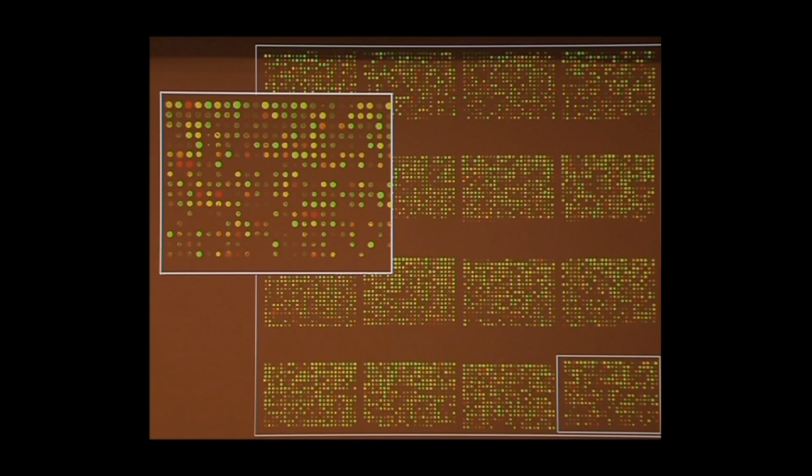And this is, again, what this looks like on a whole array. And again, you can see the colors, the red versus the green. And either yellow or black is basically the same amount. That's kind of the neutral. But you can see from here that there are certain genes that are expressed in one tissue and other genes that are expressed in the other tissue.